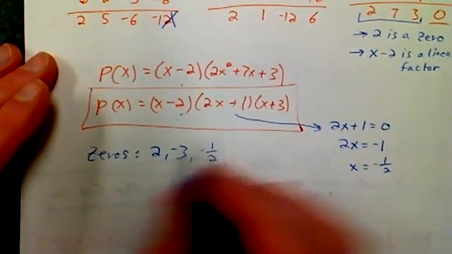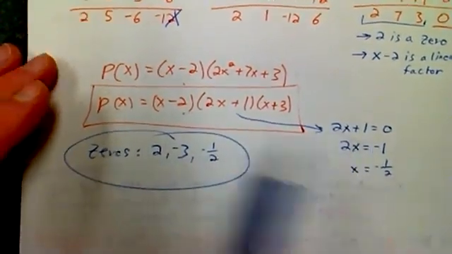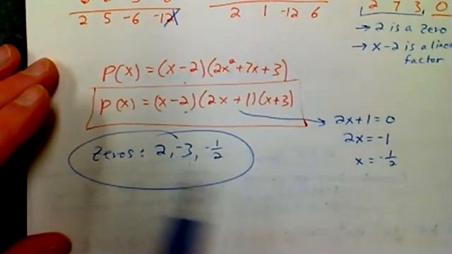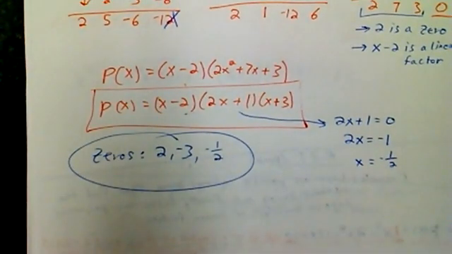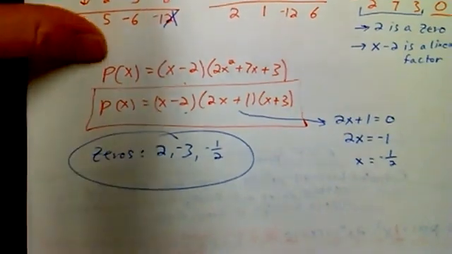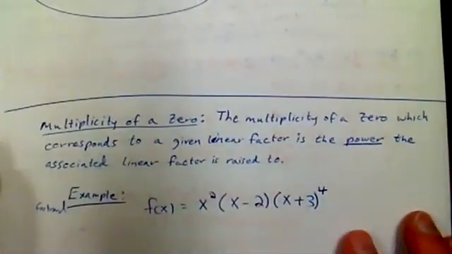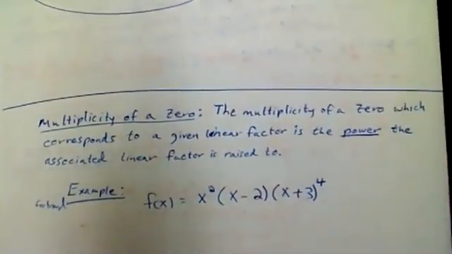So whatever they ask me, if they say write this as linear factors, I'll write this. If they ask for zeros, I'll write this. If they ask for both, I'll write both. Okay? Next thing I want to talk about is the multiplicity of a 0.